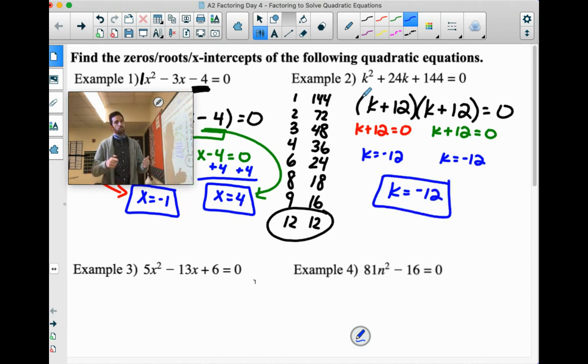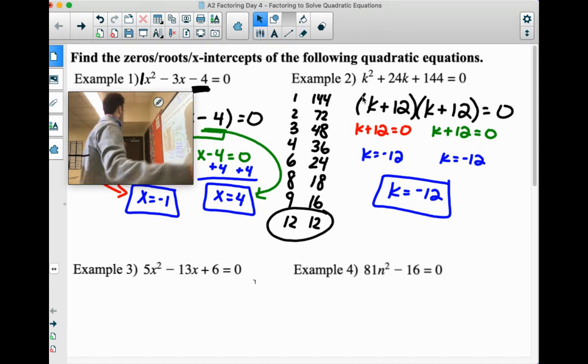Remember, zeros are where this parabola would cross the x-axis. So it would only hit the x-axis at negative 12. So that would be like its vertex. All right, let's try another one here.